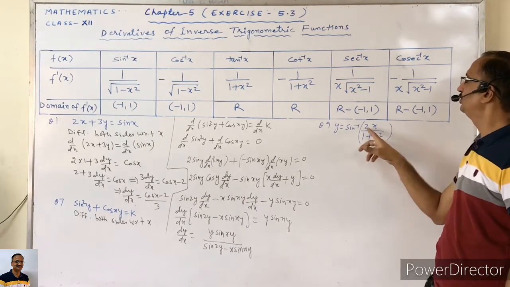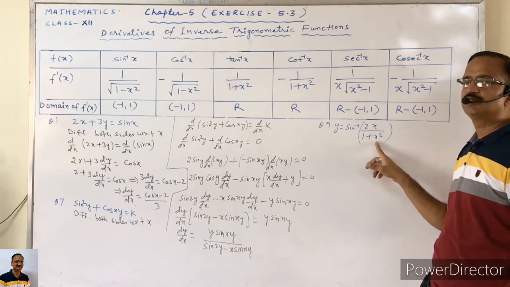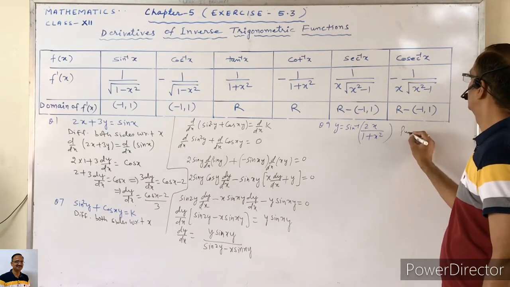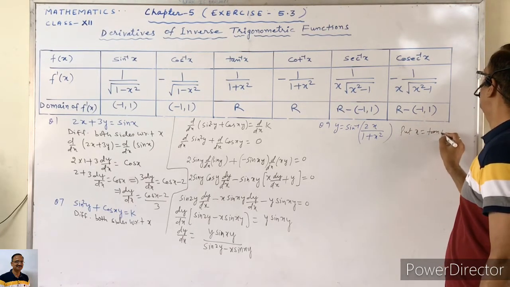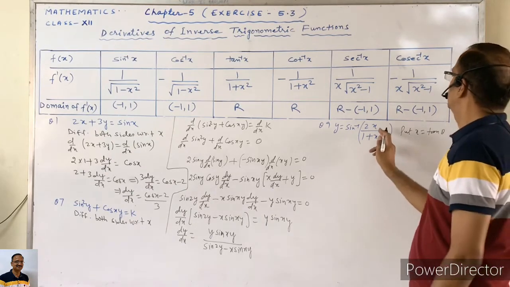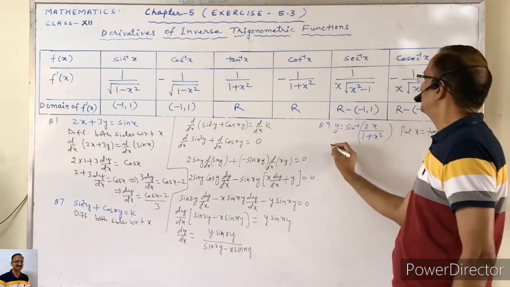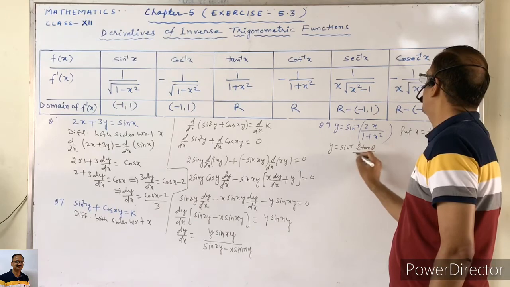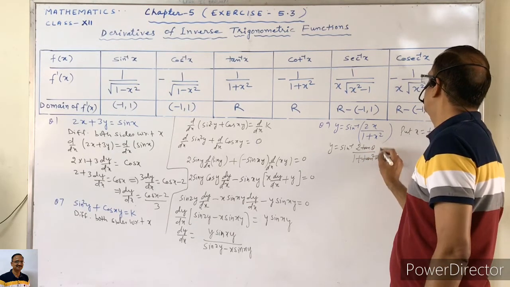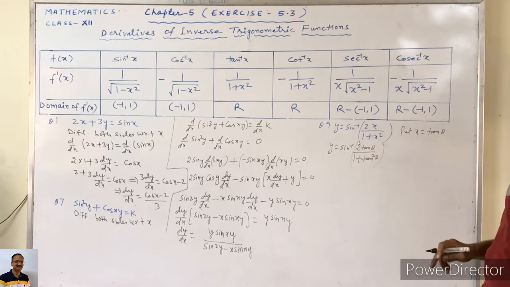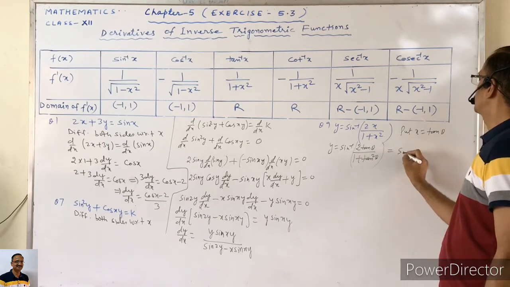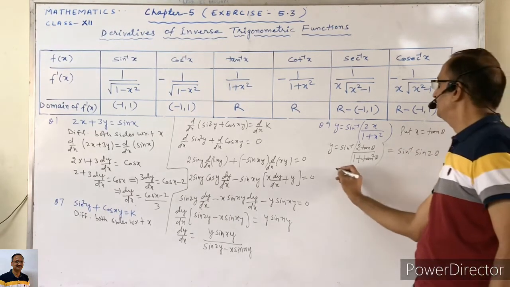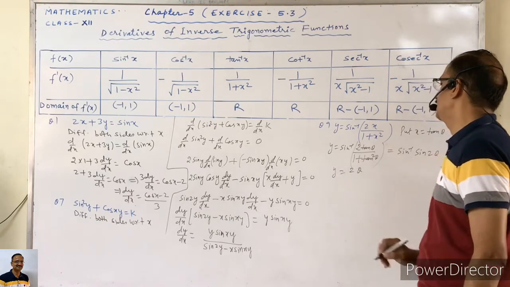So we know that 2 tan theta by 1 plus tan square theta is sin 2 theta. So we will put x equals to tan theta. So when we put tan theta in place of x, then y equals to sine inverse of 2 tan theta by 1 plus tan square theta, and this is sin 2 theta. So this becomes sine inverse sin 2 theta. Now sine inverse and sine will cancel out. We will get y equals to 2 theta.